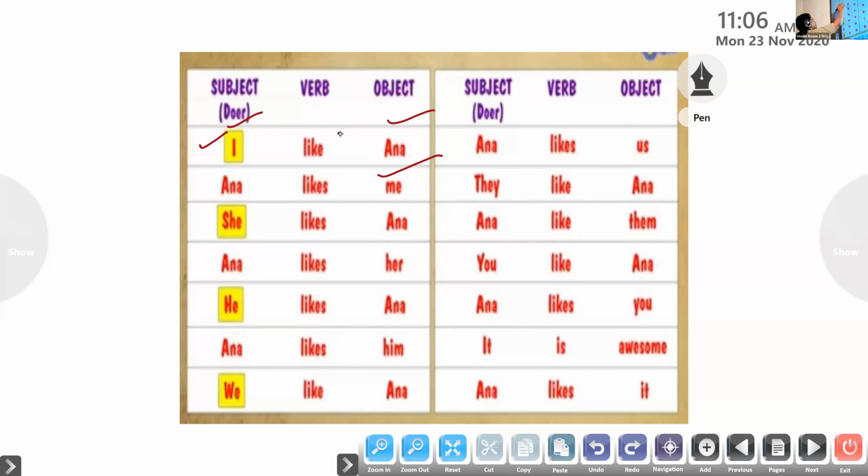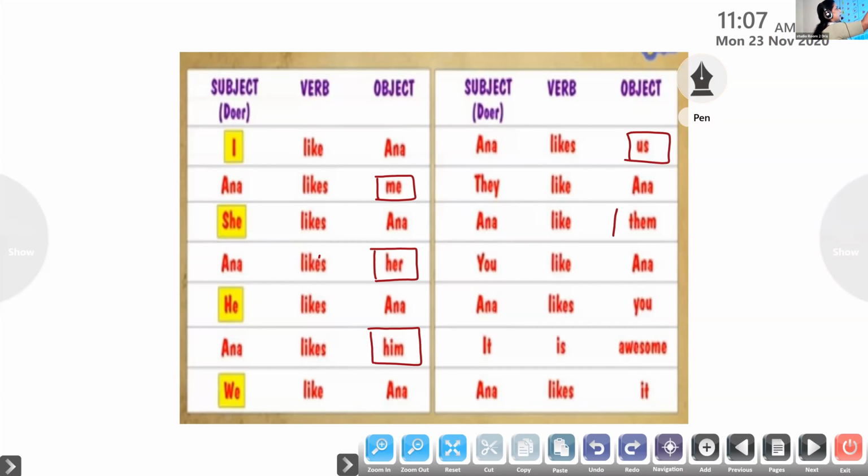So I is a subject pronoun. What is the other form for I? Me. Okay, the other form, the object form, is me. For she, we use the object pronoun her. For he, we use him. For we, we use us. Is that clear? For they, we use them. And for you, it is the same, you. And for it, it is the same, it. Is that clear? So this table has to be learned well. Clear to all of you?